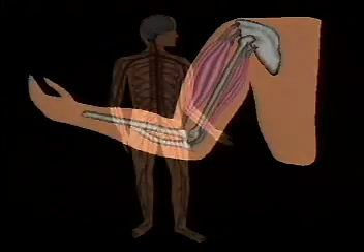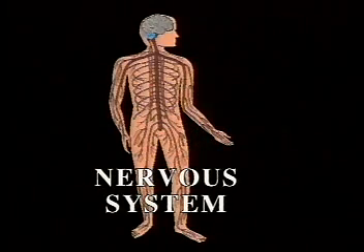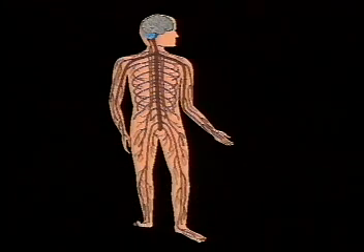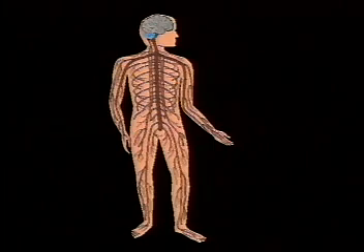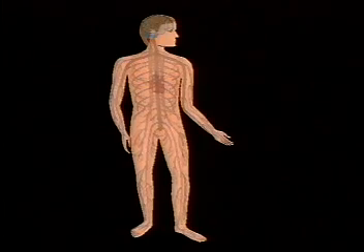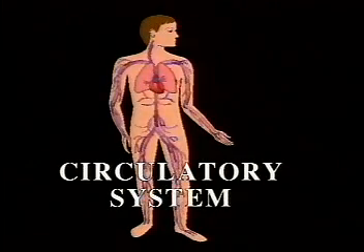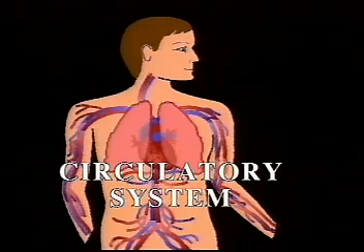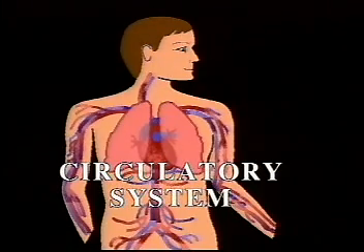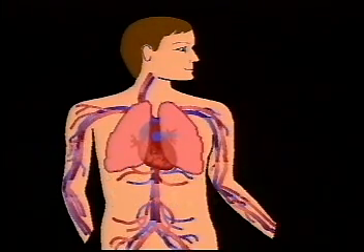The third is the nervous system, which senses the environment, receives information from the body, helps coordinate physical activities, and makes it possible to think. The brain is the main organ of the nervous system. Fourth is the circulatory system, for carrying blood to cells throughout the body. The heart is the main organ of the circulatory system.